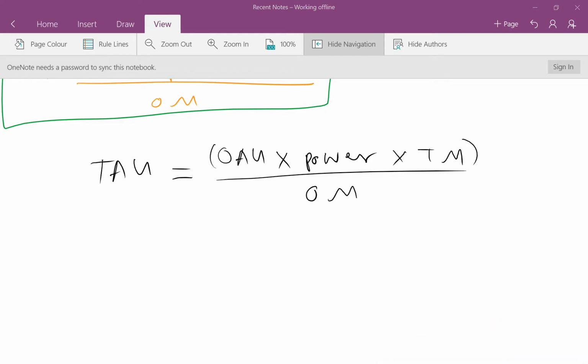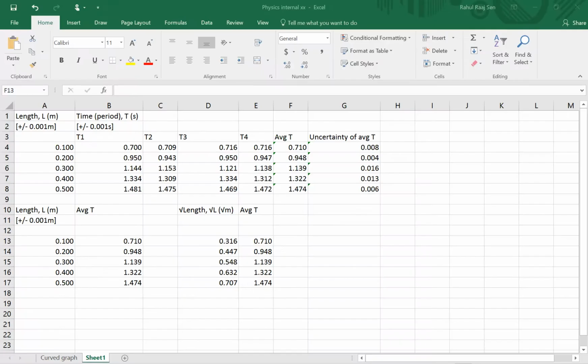Now that we have this one beautiful equation for the transformed absolute uncertainty, we can finally make Excel do all of the math for us. So, just to recap, the equation for the transformed absolute uncertainty is the original absolute uncertainty times the power times the transform measurement, all divided by the original measurement. So, let's put this into Excel.